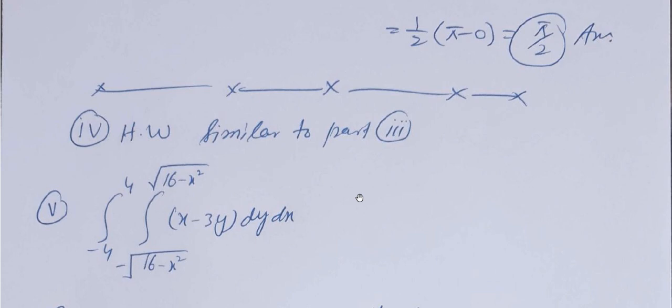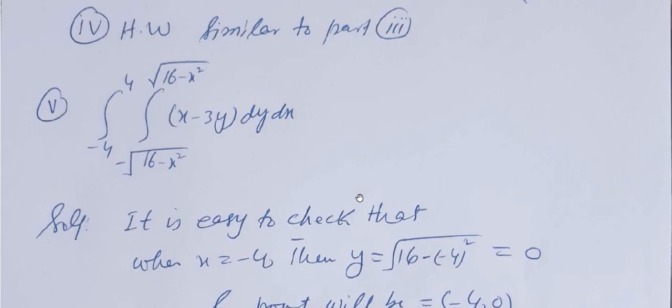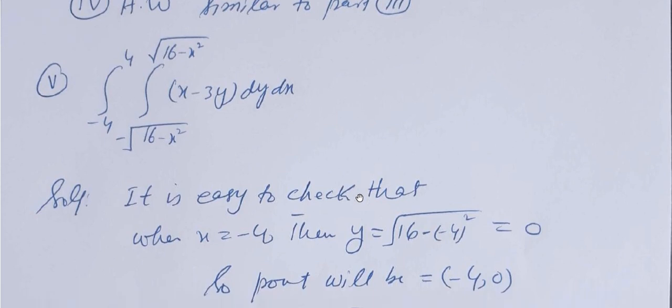Now your homework is part number 4. Now part number 5 I will solve, and then the other parts you will solve yourself. Part number 5 has the limit for x from -4 to 4, and the limit for y from minus square root of 16 minus x squared to square root of 16 minus x squared, and your function f of x y is given as x minus 3y.